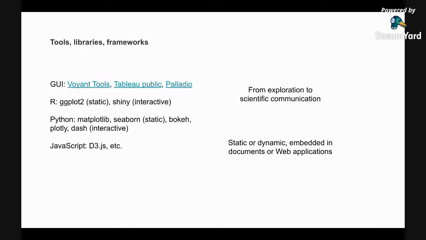You have libraries. Here we flagged a couple of libraries in R and Python that can be very useful. So you have ggplot, which is a rather static library for data visualization in R, and Shiny, which is more interactive. For Python, similarly, there's Seaborn for static data visualizations, and Dash, which is based on Plotly for dynamic interactive visualizations. And then whenever you want to embed your visualizations in a web interface, then you might want to go for more JavaScript-based solutions like D3.js.